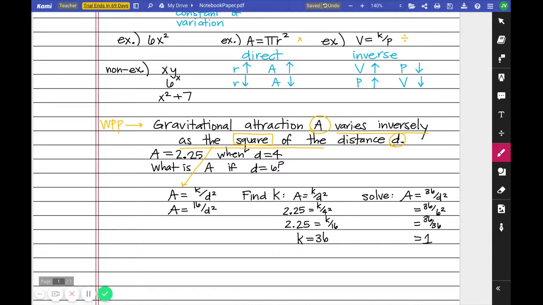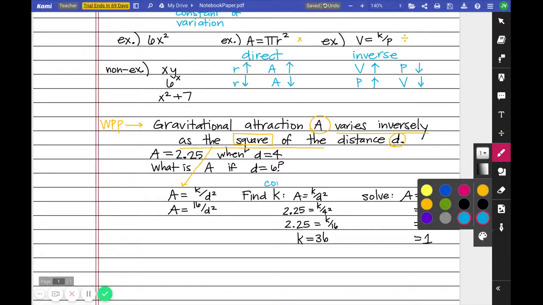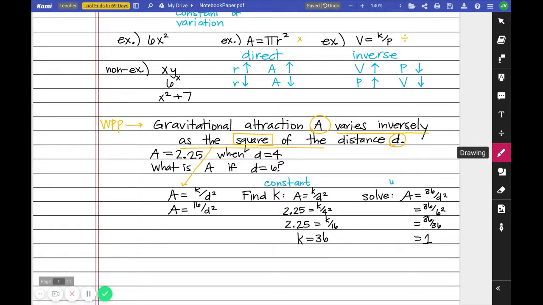So it's a process. I'm given enough to find the constant first, and then I use the constant, right? So the first thing we did was find what the constant is. And then after that, we use it to answer the question, right? Because what is A if D is 6? A equals 1.